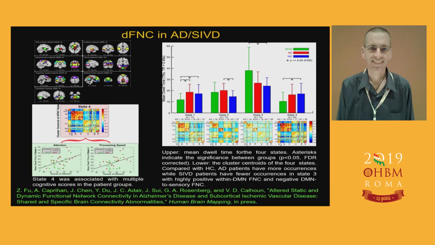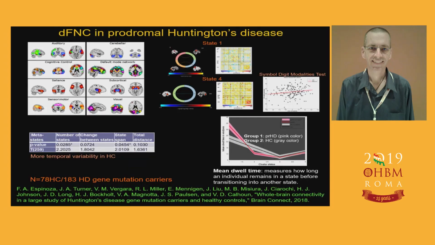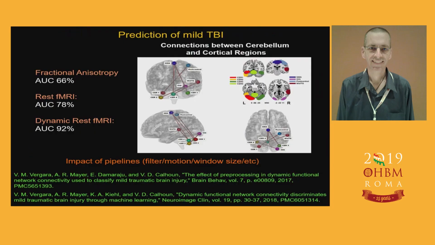And then if we look over here at this state 4, which has this strong antagonism, positive and negative, we see that that state, if we regress out the disease categories, has a strong relationship to cognitive scores, in particular attention and processing speed.